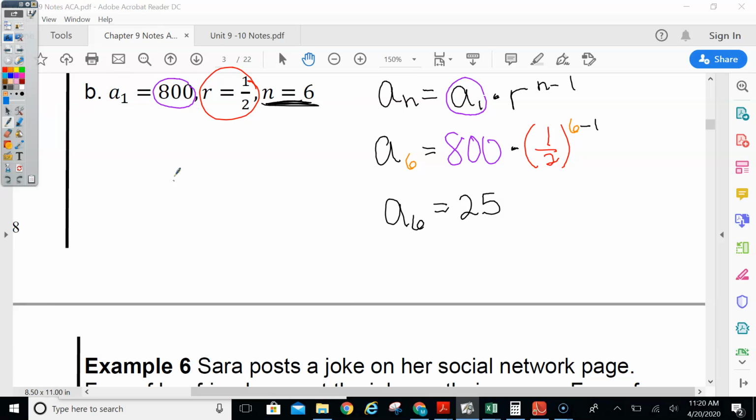But like I was saying on the previous example, you can use the recursive idea if you know how to do that. So since it wants the sixth one, we're going to do A1, 2, 3, 4, 5, 6. So right here, the first one is 800. And this tells us what to multiply by each time. So I'm going to multiply each time by 1/2, which is just taking half of this number. So what's half of 800? Well, that's 400. But again, you can do that one in the calculator as well.